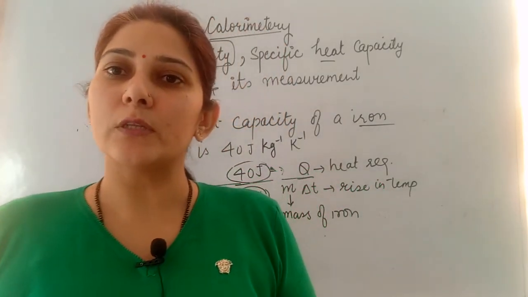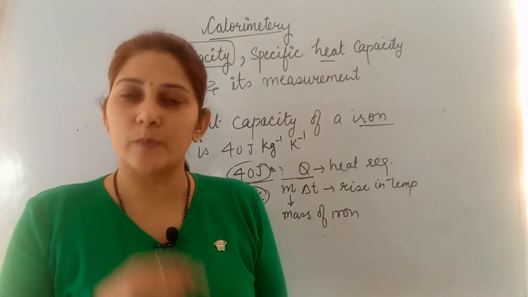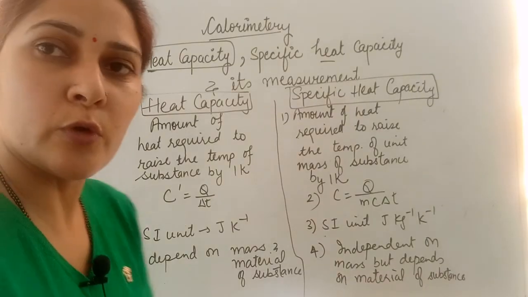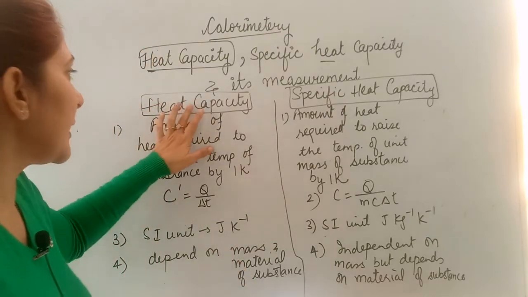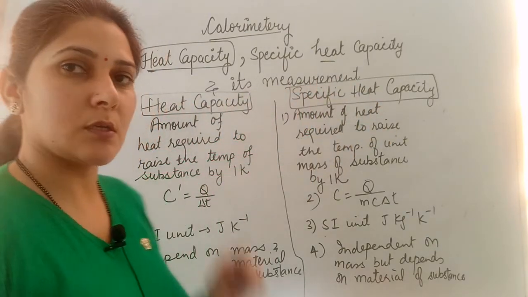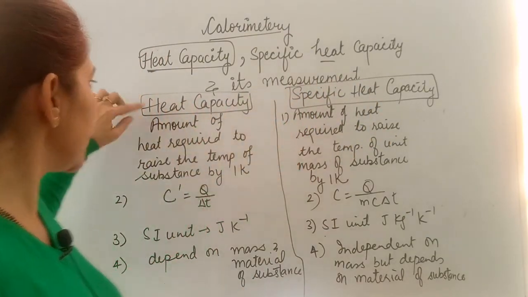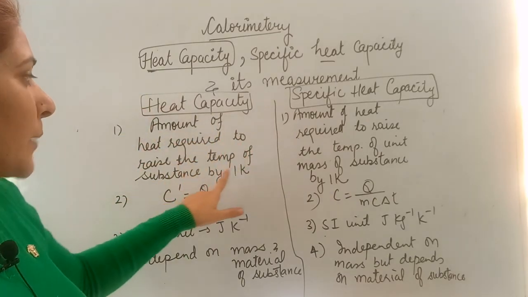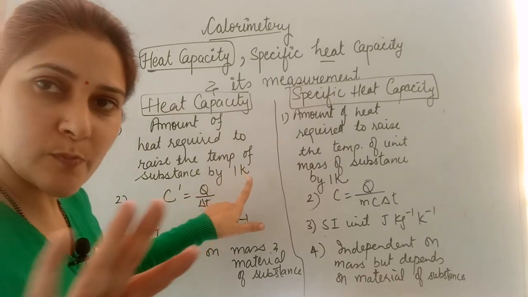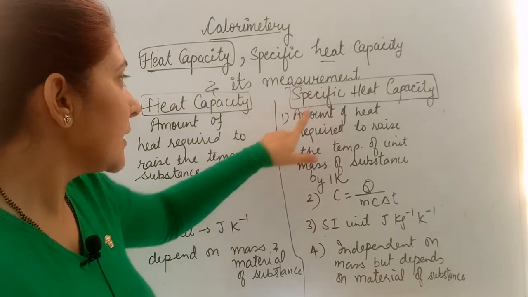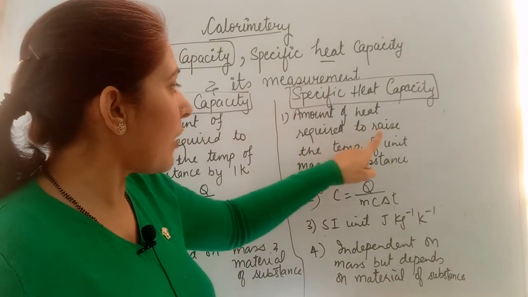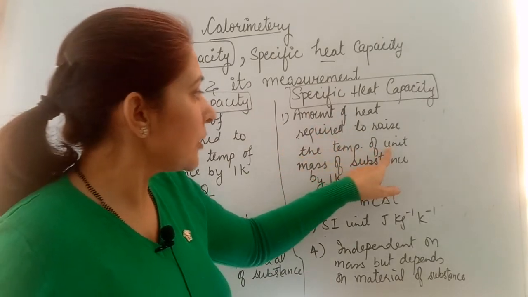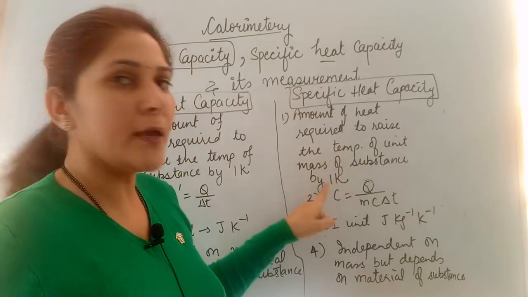Quickly we can go for the differences between heat capacity and specific heat capacity now. Now we are going to talk about the differences between heat capacity and specific heat capacity. The first one is their definitions. Heat capacity is the amount of heat required to raise the temperature of a substance by 1 Kelvin. No substance is specified, amount is not specified. In specific heat capacity, the amount of substance is specified: the amount of heat required to raise the temperature of unit mass of a substance by 1 Kelvin.